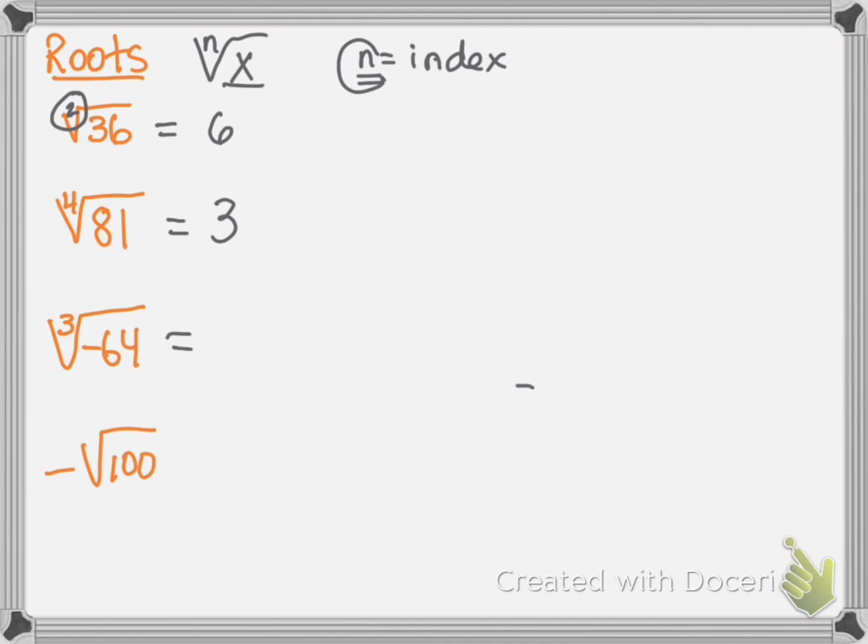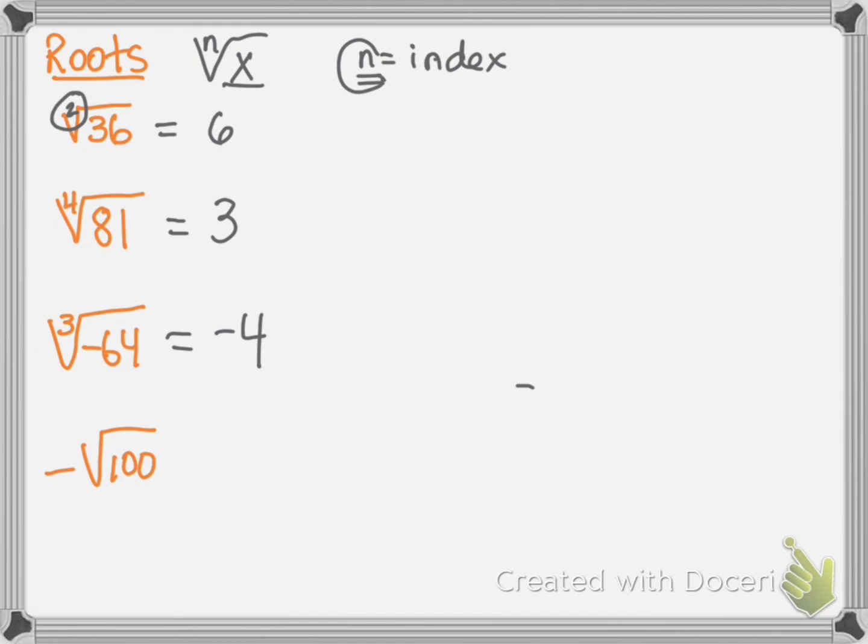In the next example, we have the cubic root of negative 64. And again, that is asking which number multiplied by itself 3 times gives me negative 64. And in this case, the answer is negative 4. And again, if we multiply negative 4 times negative 4 times negative 4, we get negative 64.